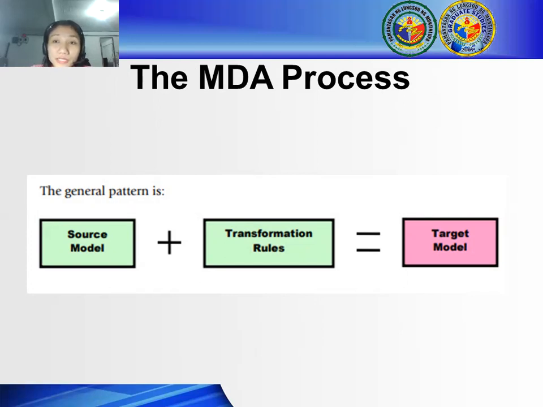Beyond the perhaps simplistic notion of CIM, PIM, PSM, the two key concepts of the MDA are models and transformations. The general pattern is source model plus transformation rules equals target model. These patterns can be repeatedly applied to successive models, each one playing the role of either a PIM or a PSM.